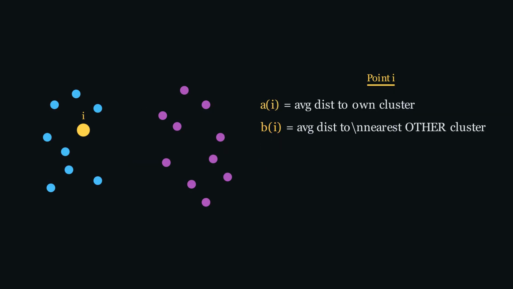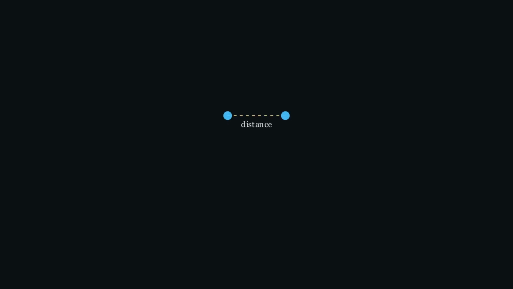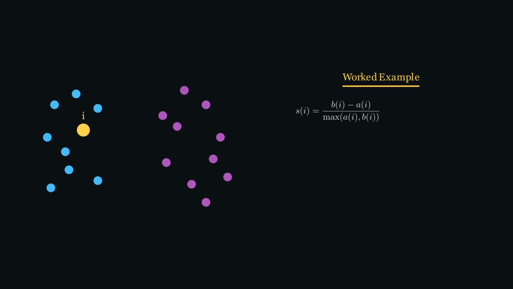Now we combine a of I and b of I into one score for point I. The silhouette value for point I equals b of I minus a of I, divided by the larger of a of I and b of I. This one formula compares how close a point is to its own group against how close it is to the next group. Here, distance simply means straight line distance between two points, the same distance a ruler would measure. Points that are close together in space have a small distance between them, and points far apart have a large distance.